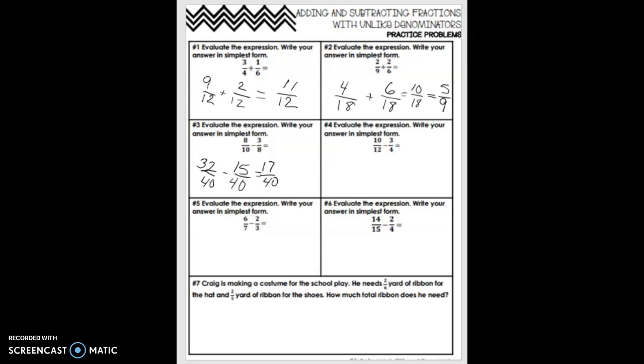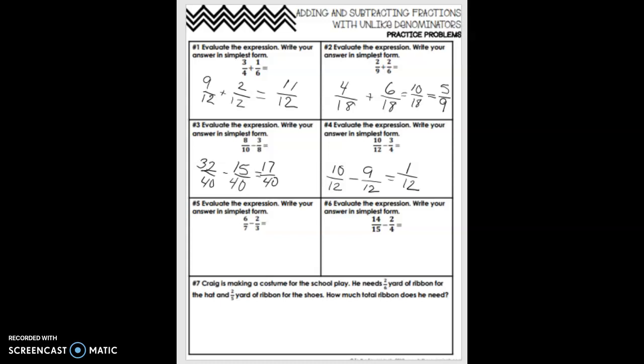Number 4, I need to find the common denominator or the least common multiple of 12 and 4. Well, 4 can become 12, so that means 12 is my common denominator. So 10/12 can stay the same. I just need to change the second fraction to have a denominator of 12. 4 times 3 is 12, so I need to multiply the numerator times 3. This gives me a 9. Subtracting 10 minus 9, I get 1/12. That is simplest form, so that is my final answer.